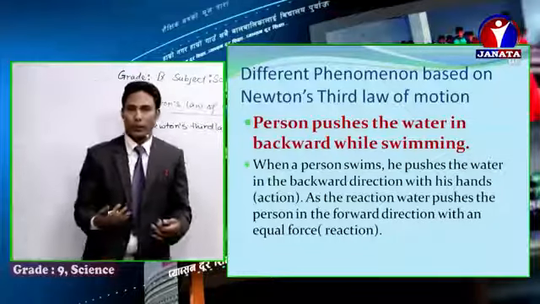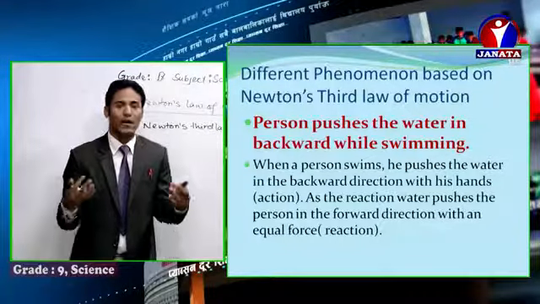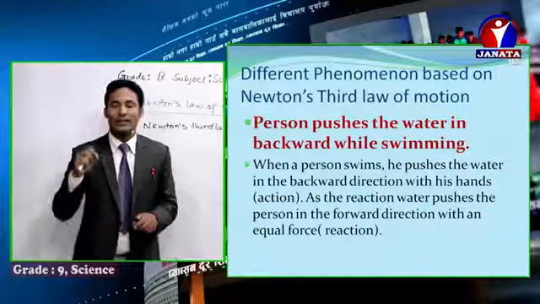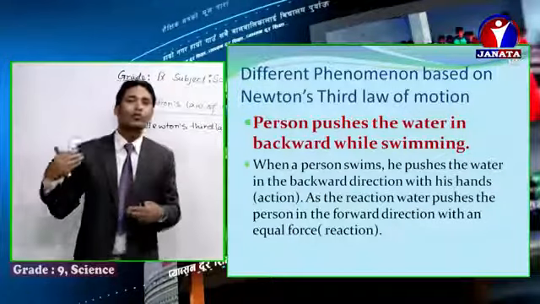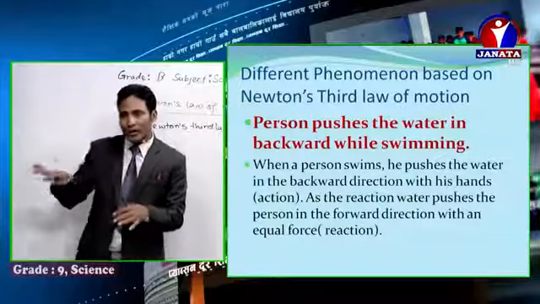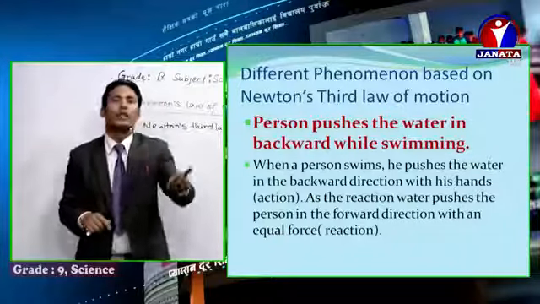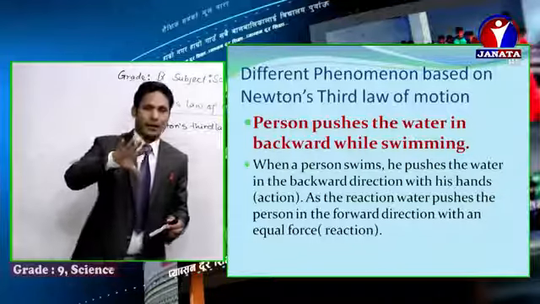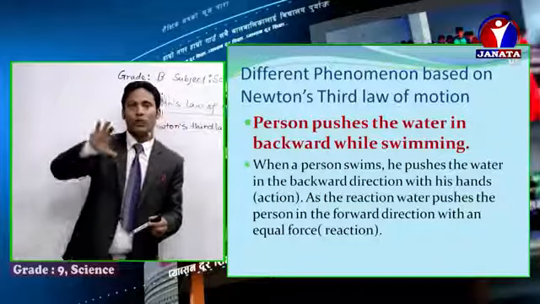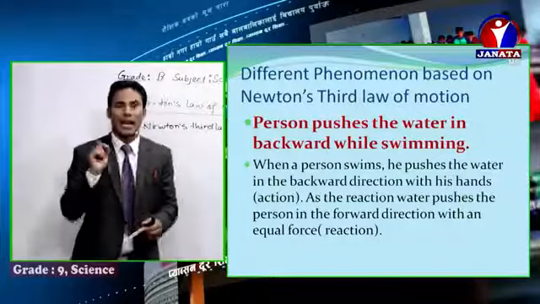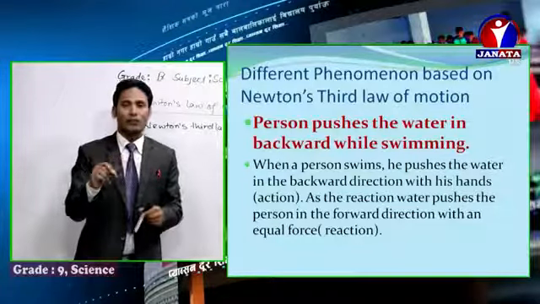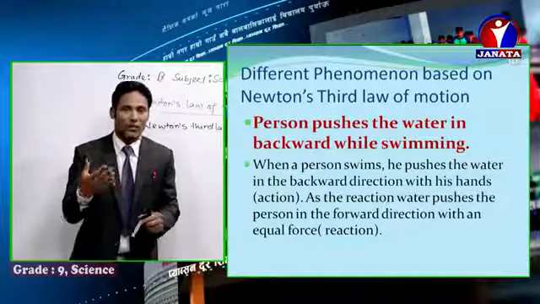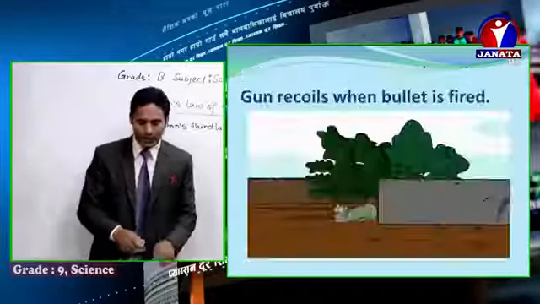Whenever we swim, we use our hands to push the water in the backward direction, and our body moves in the forward direction. That is also due to the third law of motion. The pushing of water in the backward direction is the action, and the same amount of force applied by the water to our body is the reaction. Due to this reaction, we move in the forward direction.